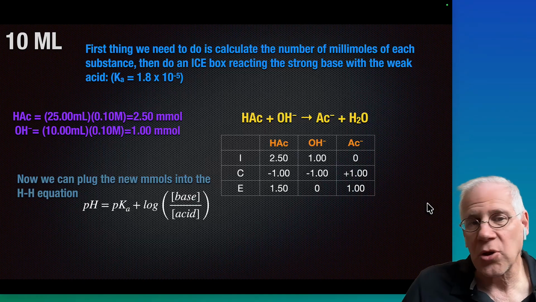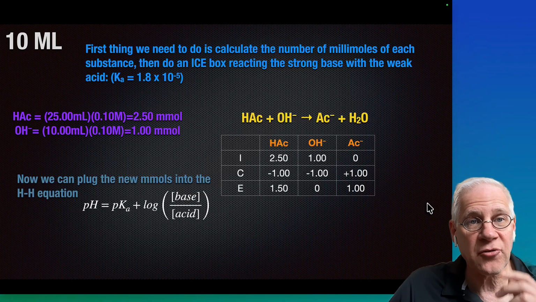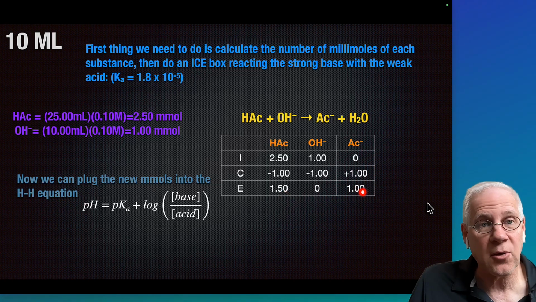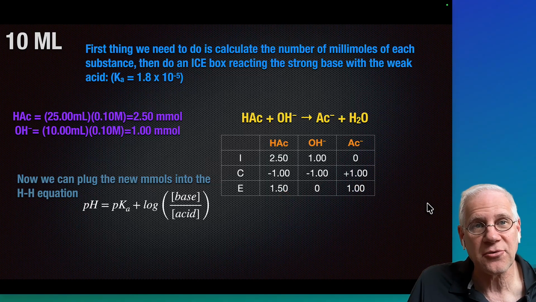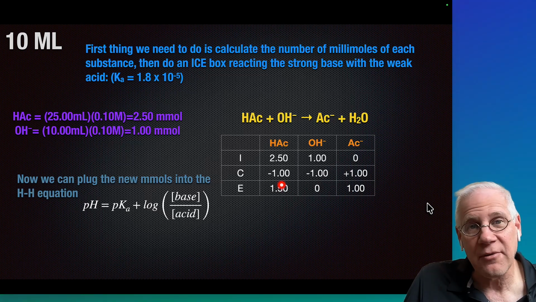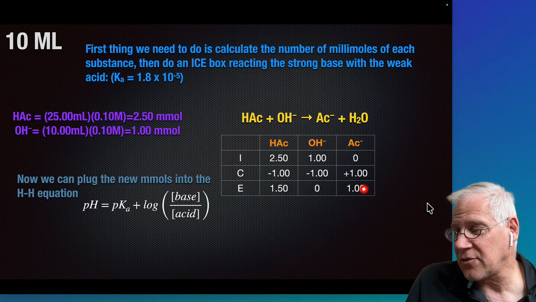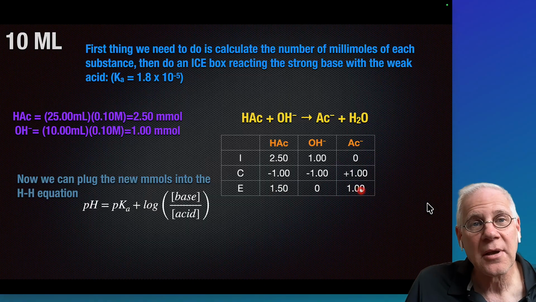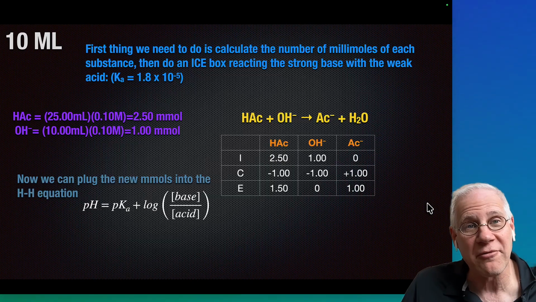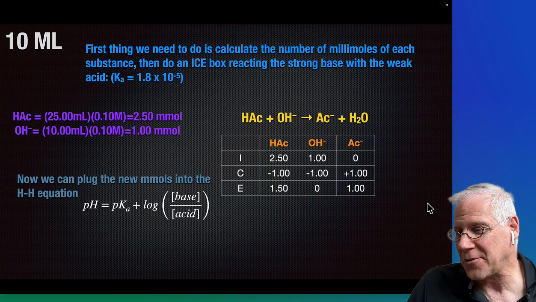Now we can plug these millimoles into our Henderson-Hasselbalch equation. Because we have a significant amount of a weak acid and its conjugate base, we have a buffer solution here. You may want to review buffer solutions from our previous course. Remember, you have to have a significant amount of your weak acid and its conjugate weak base. As long as they're present in something stronger than a 10-to-1 ratio, then you have a buffer solution. And 1 and 1.5 is well within a 10-to-1 ratio.